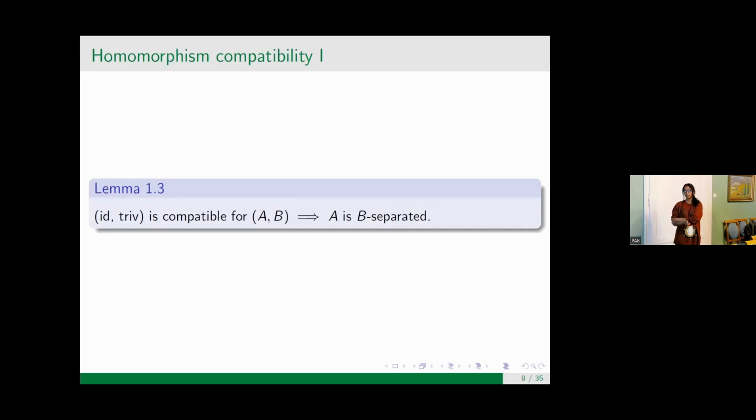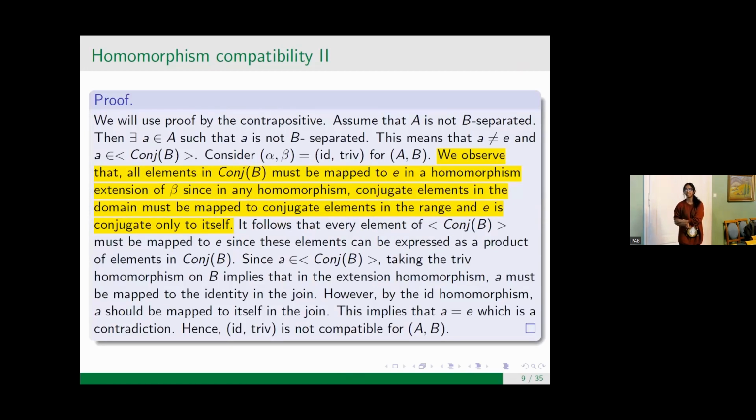And so, for example, the identity and the collapsing endomorphisms being compatible for A and B implies the separateness condition that A intersect the conjugate closure of B is equal to the identity. Let's see this.